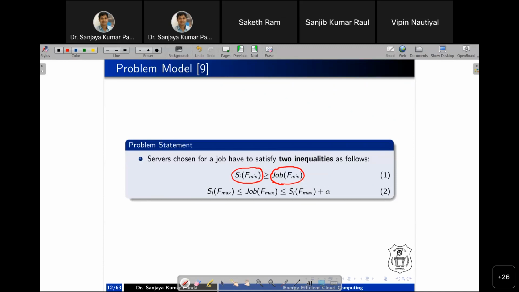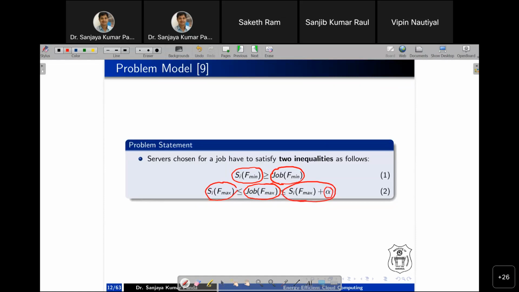Not only is this one inequality, you also have to satisfy the second inequality. What does the second inequality say? It says that the maximum job frequency lies in between the maximum frequency of a particular server and the maximum server frequency plus some overhead alpha. Definitely there should be some overhead. One example I can tell you. Suppose I am giving you a 32 GB pen drive. But when you insert the 32 GB pen drive in your system, it is not showing the complete 32 GB, right? It is showing some 31 or 30 point something, okay? In a similar fashion, there should be some kind of overhead.